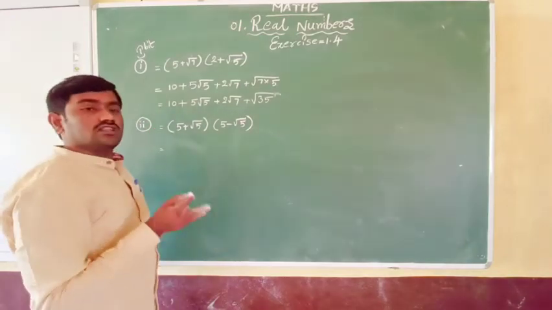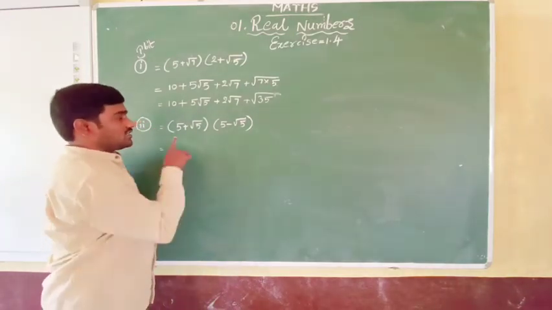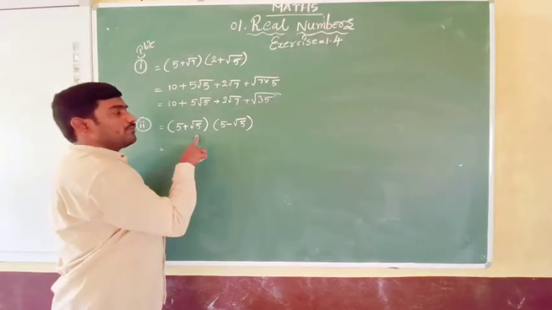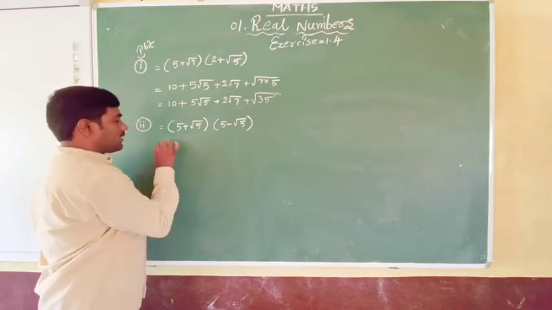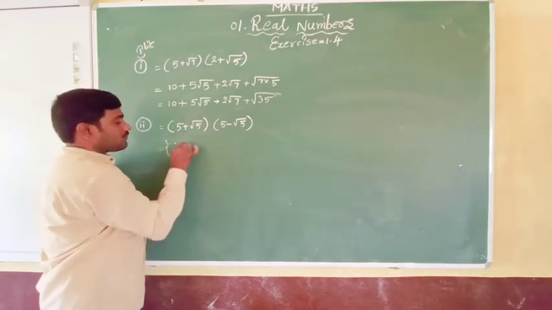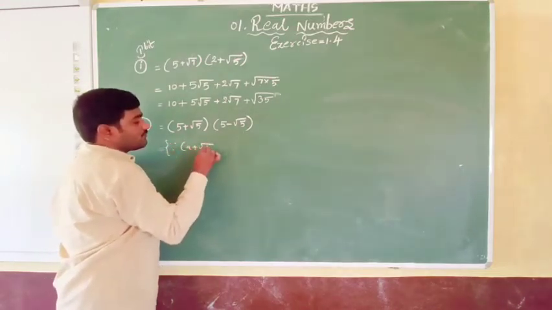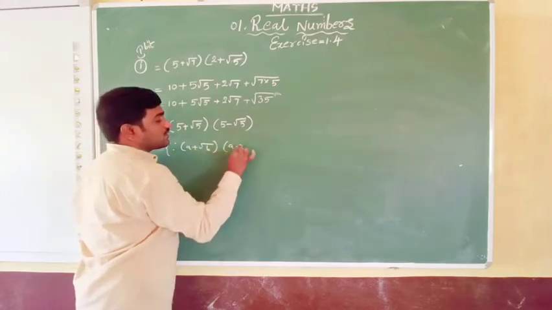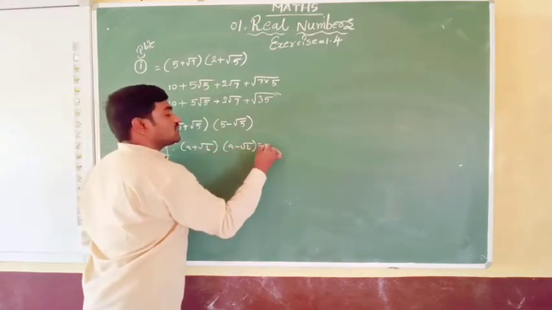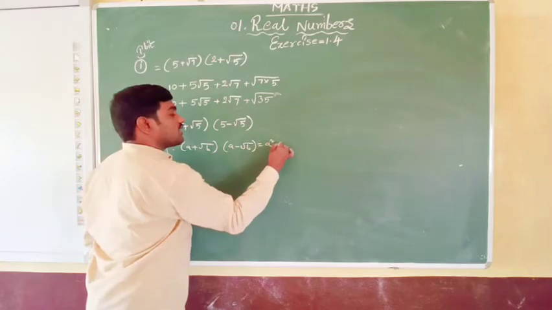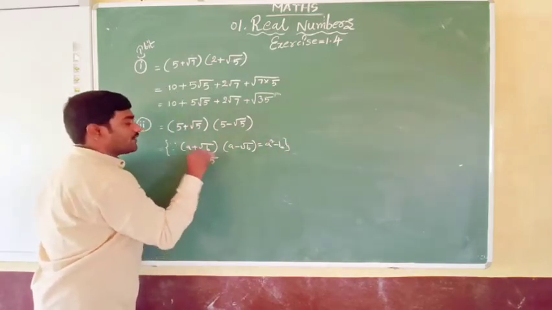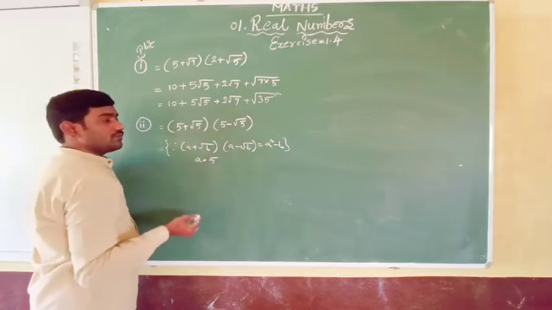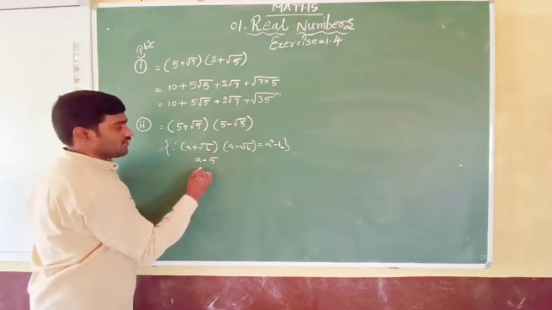So here we can solve in two methods. It is in the form of (a plus root b) times (a minus root b). Hence we get the formula a square minus b. Here a equals 5, and b equals 5 also.